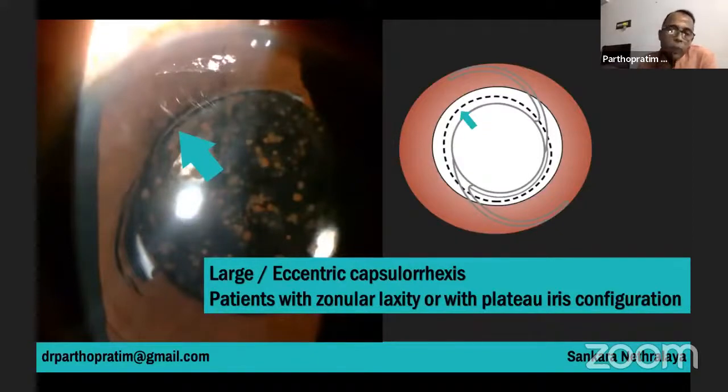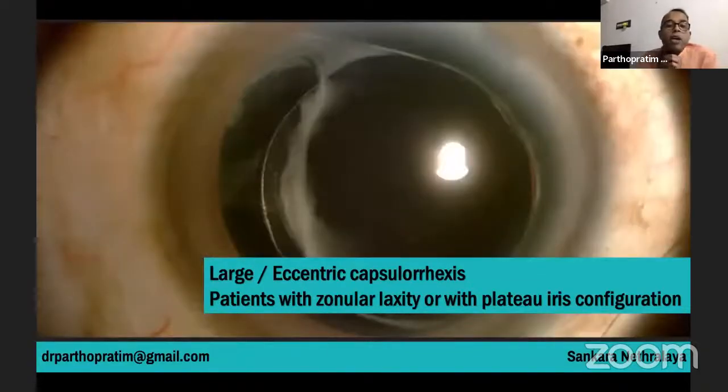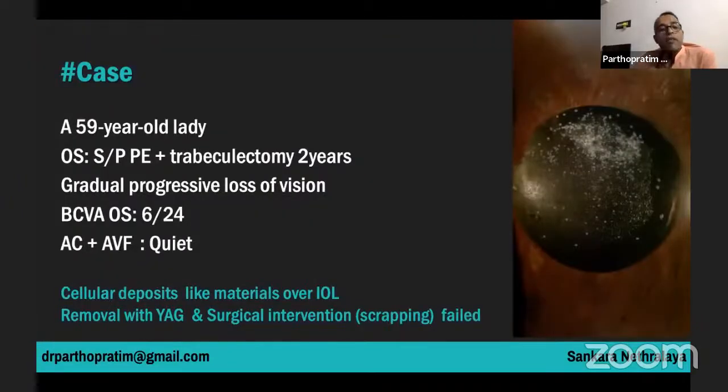It happens when, while doing cataract surgery, we make a large or eccentric capsular rhexis. Also with patients with zonular laxity, when there is a plateau iris configuration and the lens pops up, the IOL pops up a little bit. So you have to be very careful while placing your IOL. In this other patient, you can see the IOL optic is just coming out from the bag and was causing extensive and chronic inflammation.